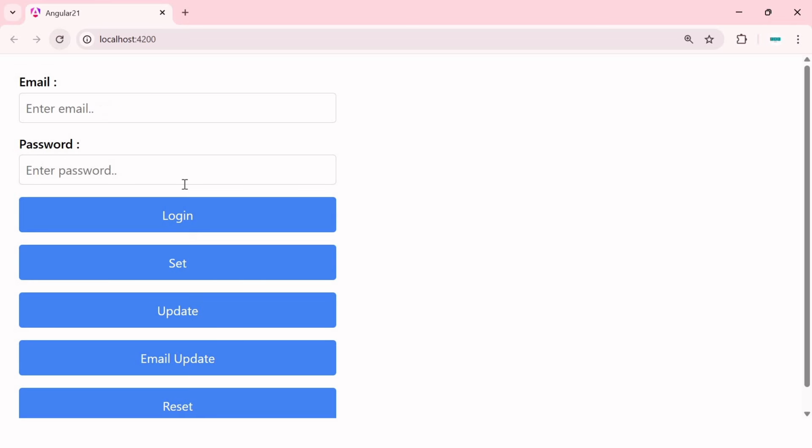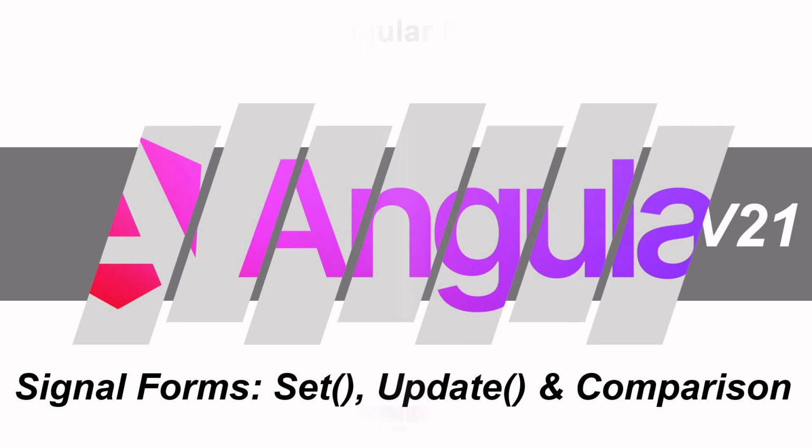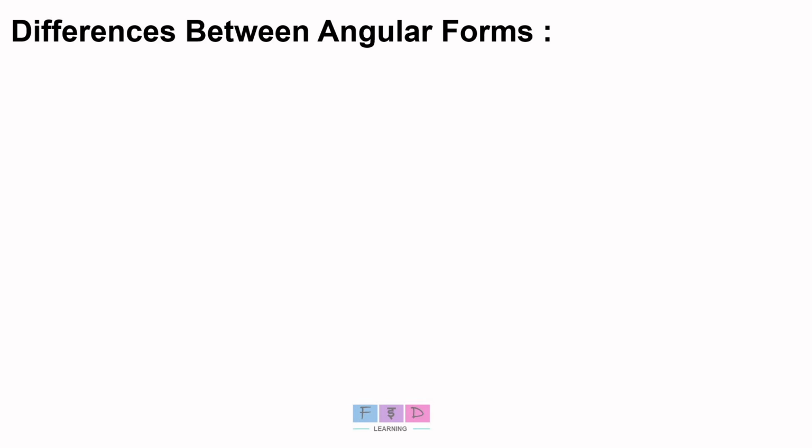Okay, so in conclusion, we have successfully updated our signal form module programmatically. We can load the blank form initially, and we can set the default values on click of the set button. Next, the update button allows you to update all form field values, while the email update button updates only the email field. And additionally, the reset button resets the form to its blank state. So at this point, I assume that we should have a solid understanding of creating signal forms, adding validations, and updating form values programmatically. Now last, let me jump to the presentation and let's explore the differences between Angular forms.